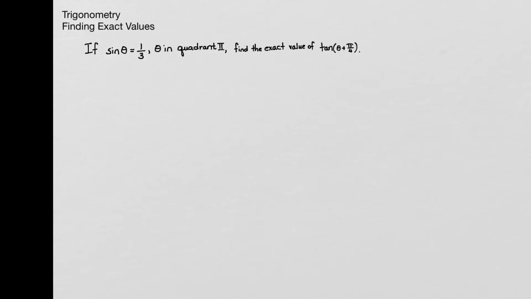In this problem, we're told that the sine of theta is equal to 1/3. Theta is in quadrant 2, and we need to find the exact value of the tangent of theta plus pi over 4. So what I'll do is start with the information about sine theta equals 1/3.